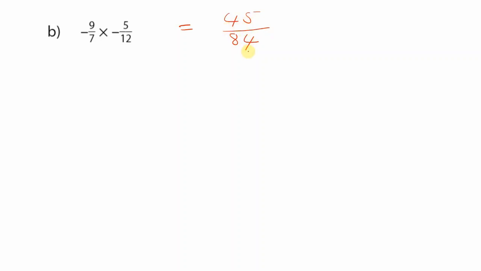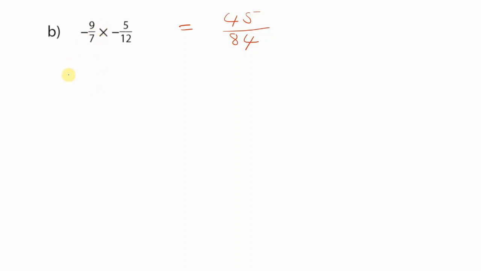Now we can see if we can simplify. Is there anything that can go both into 84 and 45? I actually don't believe there is something. We'll soon see if we compare against the other approach, because we should get the same result.